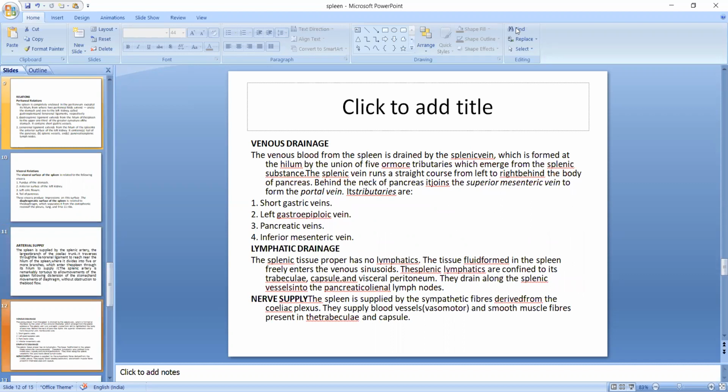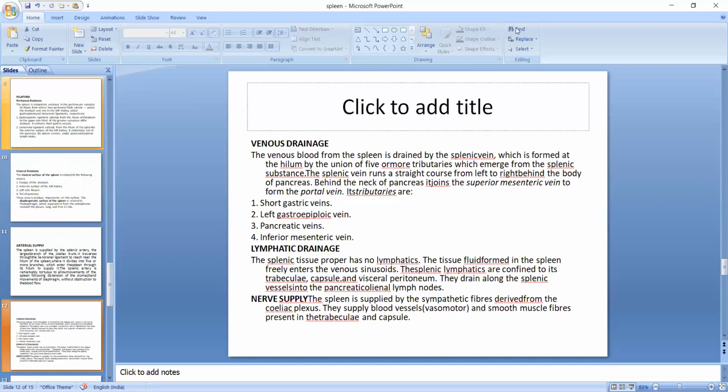And here is the venous drainage. Venous blood from the spleen is drained by the splenic vein, which is formed at the hilum by the union of 5 or more tributaries which emerge from the splenic substance.